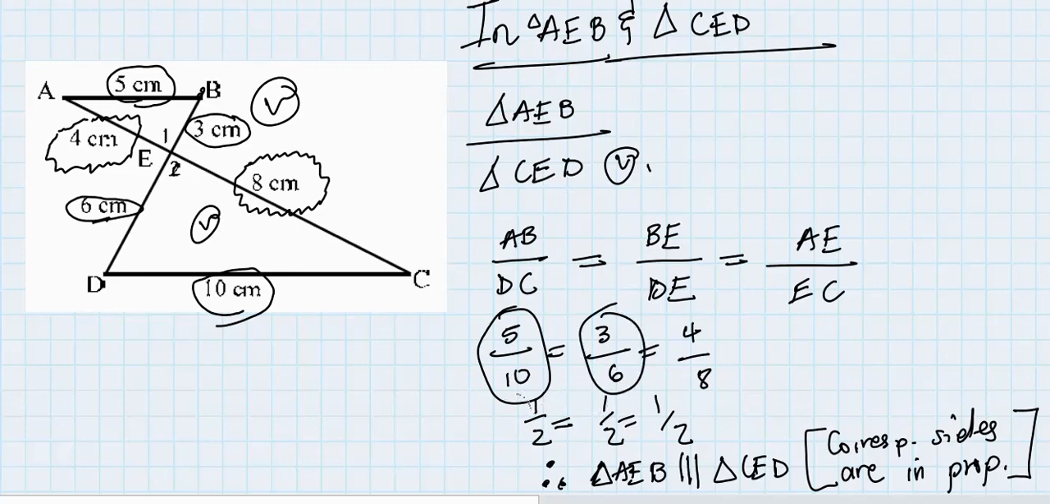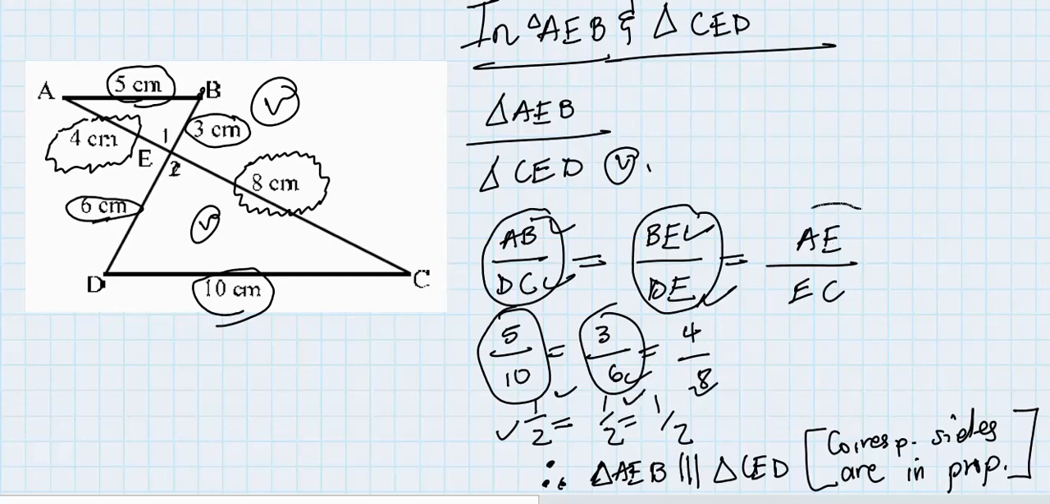They are in proportion. So if I compare this side over this side, I'll get the same value as me comparing this side over this side. You see that? Hence, I'm getting 1 over 2's everywhere. When I compare AB over DC, I get 1 over 2. When I compare BE over DE, I get 1 over 2. When I compare AE over EC, I get 1 over 2.